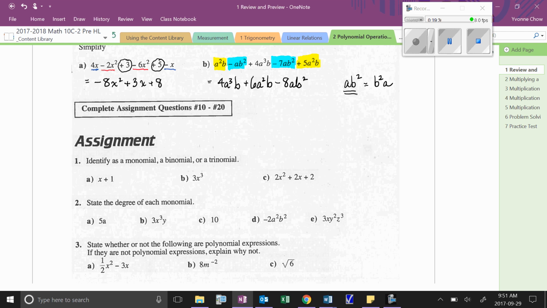Okay, so that's it. Just a quick review. Please ask questions if you have questions, and take a look at the assigned work.